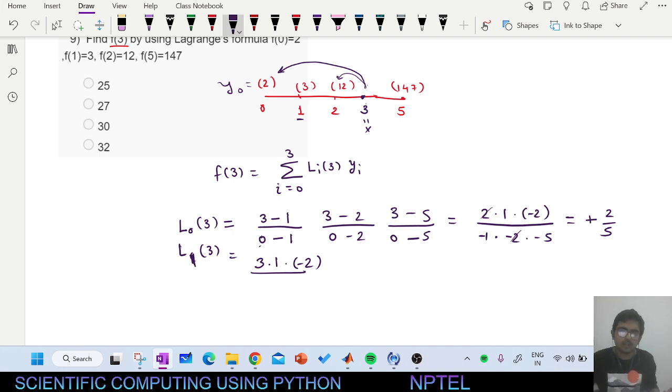Okay, and then you calculate the difference between this and these 3 data points, right? Because we are calculating L1. So it is going to be 1 minus 0, which is 1, then 1 minus 2, which is minus 1, and 1 minus 5, which is minus 4. So now we have 3 negatives, so the answer will be negative, and it will be 3 by 2, right?